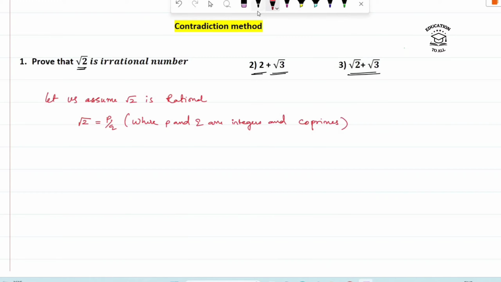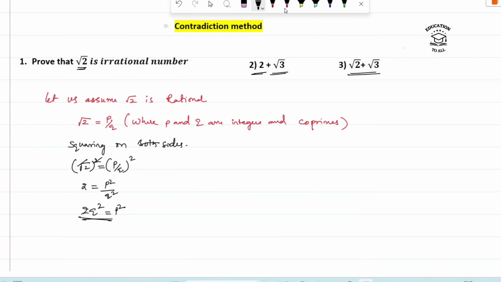Next, observe this given data and square on both sides. Squaring on both sides, it becomes root 2 whole square is equal to p by q whole square, and the square and root 2 cancel. 2 is equal to p square by q square. Now cross multiply it. 2q square is equal to p square.